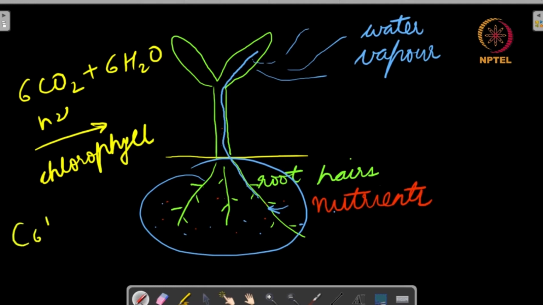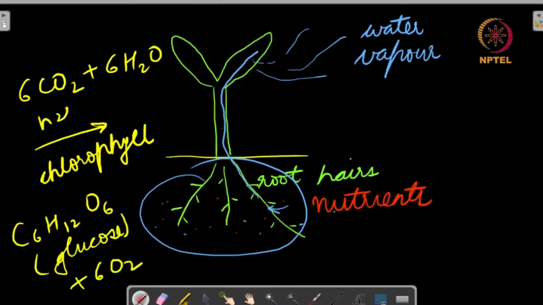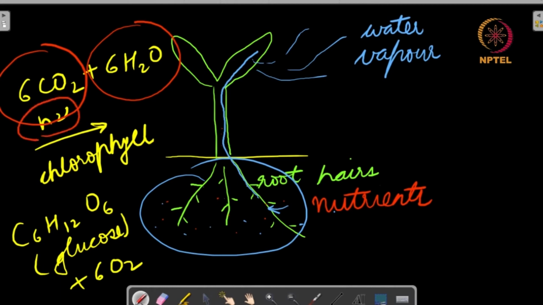It gives C6H12O6, which is glucose, plus 6 oxygen. So essentially plants are using up carbon dioxide and they are using up water. So water is also one of the reagents to perform photosynthesis. They require light and they require chlorophyll. And when all of these are together, then in the plants, glucose will get generated.